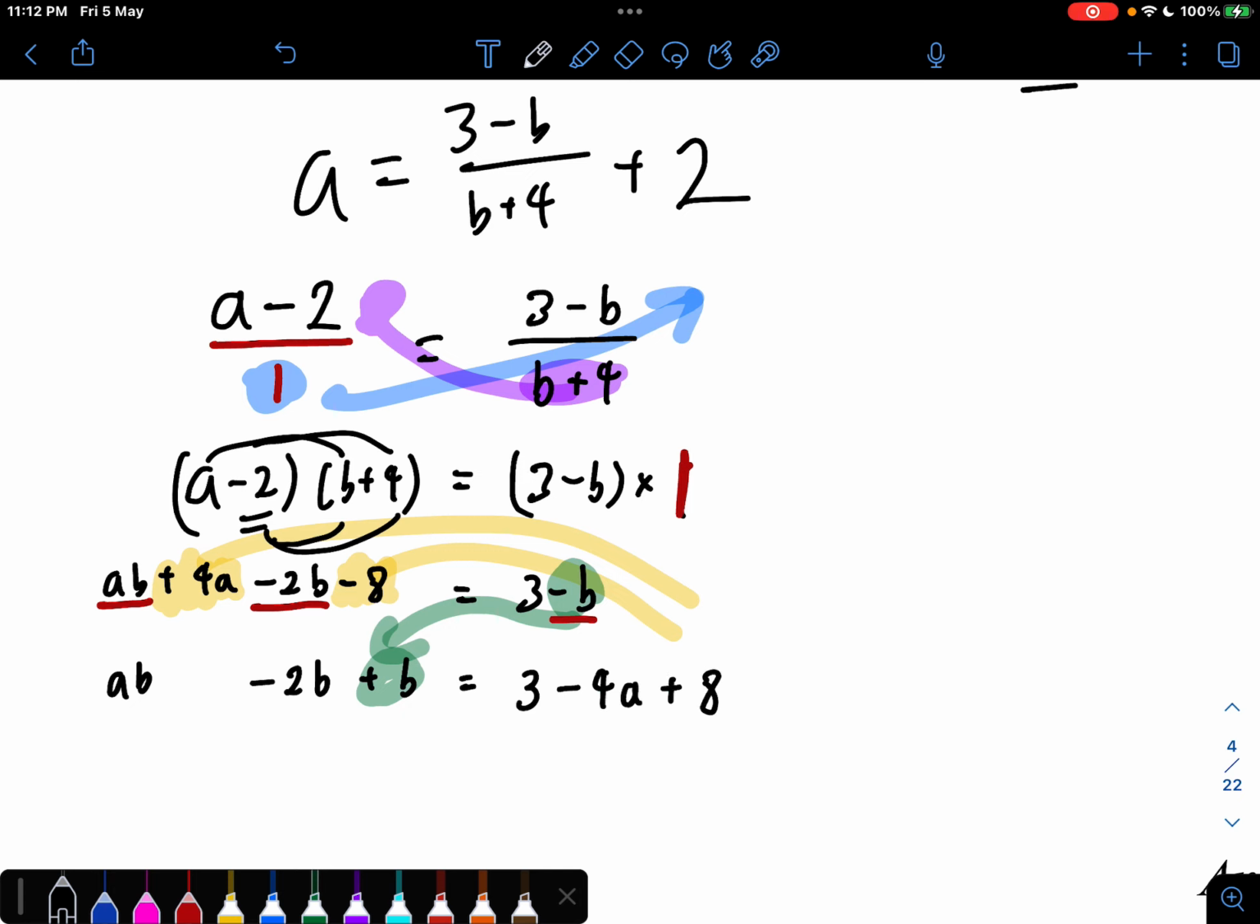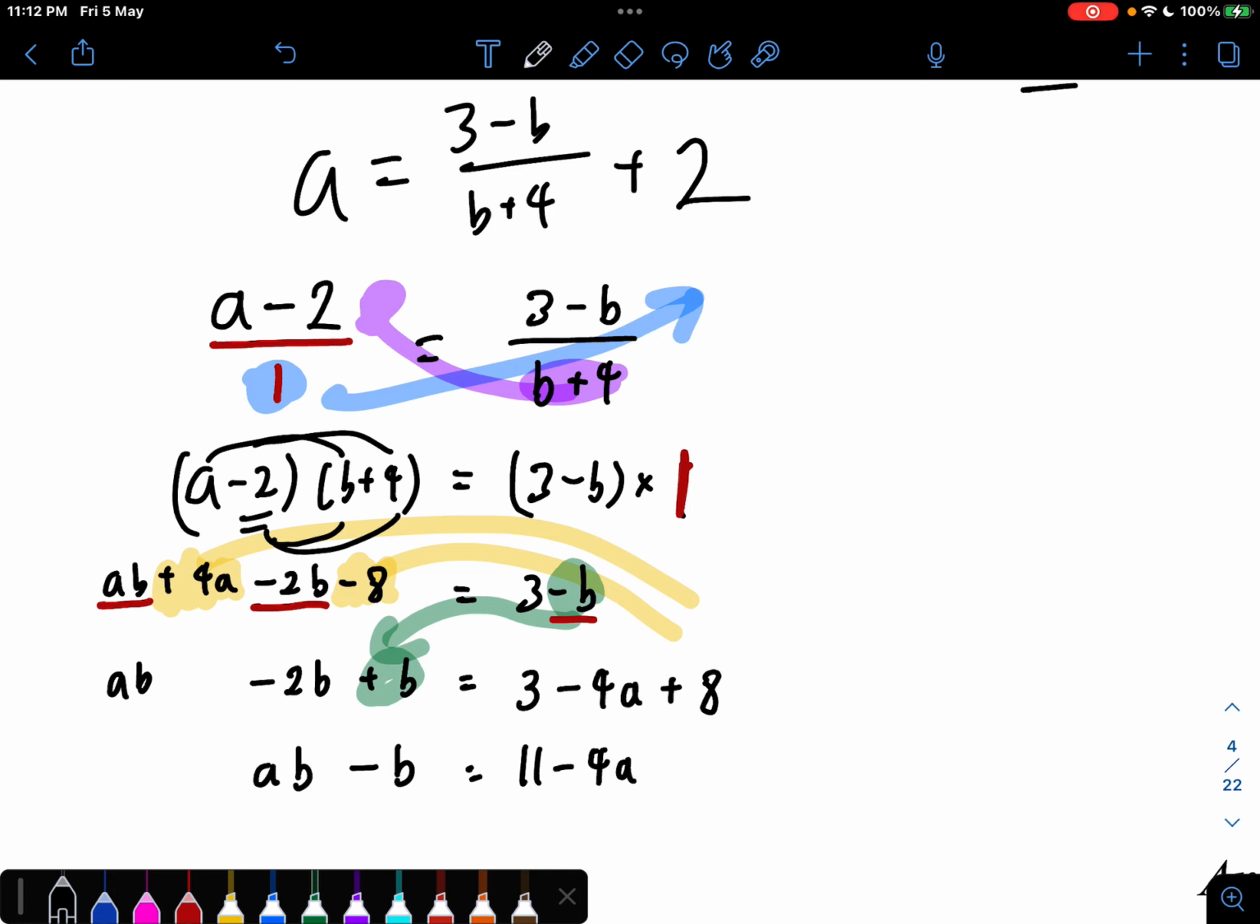Very good. Okay, now we can simplify the right hand side a little bit. 3 plus 8, what do you get? 11. Minus 4a, just copy down. But for this left hand side, anything we can simplify first before continuing on? Yes, minus 2b plus b. There's an invisible plus 1 here, so minus 2 plus 1 is minus b. ab remains at the front.